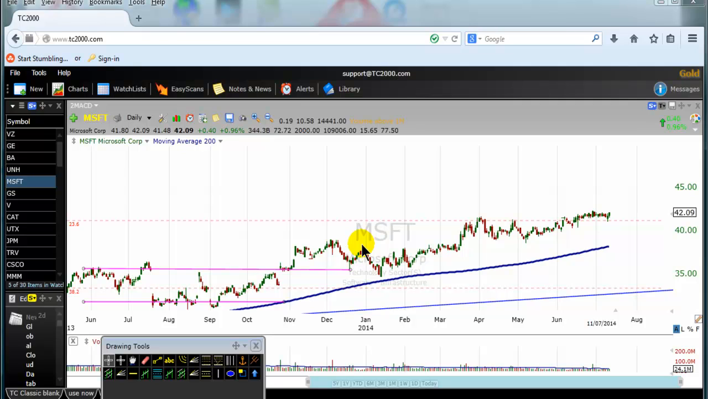One can use this strategy for stock trading, currency trading, futures trading, option trading, commodity trading, ETF trading, and indices trading, all right? Very, very powerful. Let's get started. Breakout trading and the moving average 200.